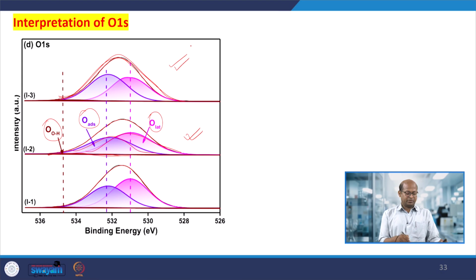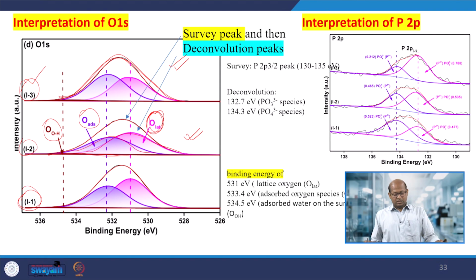Similarly, if you want to do quantification by measuring the area under the curves for oxygen 1s, it would be different for these samples. Similarly, for these samples also it would be different. Sample to sample, if you analyze the deconvoluted spectra, peak specific, the amount of lattice oxygen present in these materials would also be different. Similarly, in the case of phosphorus, we can interpret that different types of phosphorus oxides are present.